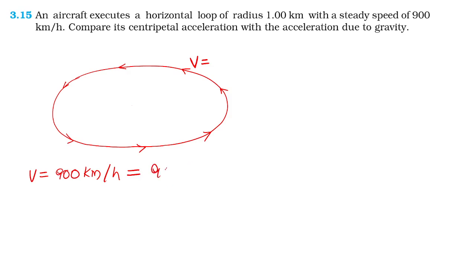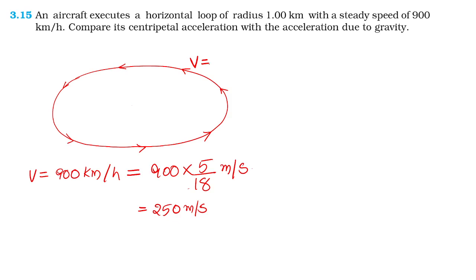Kilometer per hour can be converted to meter per second by multiplication with 5 by 18. I have already discussed this, never forget it. Multiply with 5 by 18. So 900 into 5 by 18. I don't want to discuss the multiplication part, that you can try. You will get 250 meter per second.